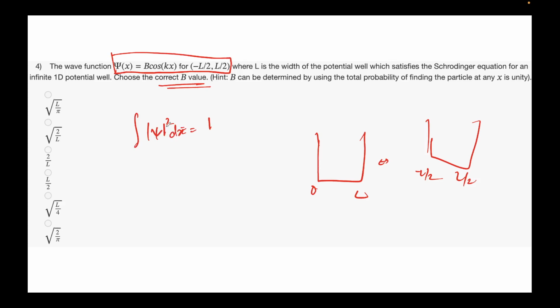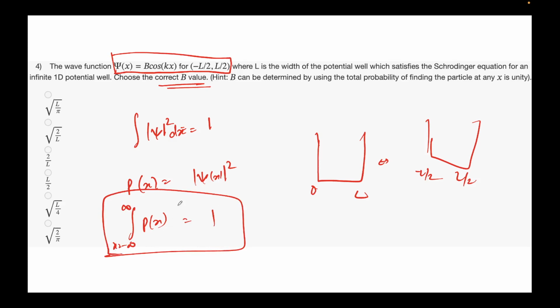Mod psi square is the probability at any specific given x. So probability as a function of x is nothing but your mod psi(x) square, and we know the total probability of finding a particle should be 1. Hence if you integrate this, or if you take the addition, the integration of P(x) over x equal to minus infinity to infinity should be equal to 1. This particle must exist. That's the concept here, and that's what the hint is saying.